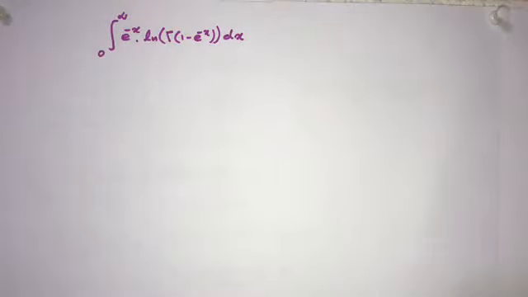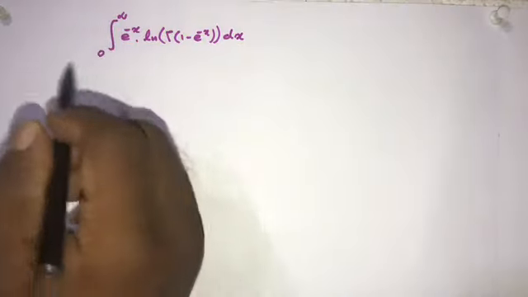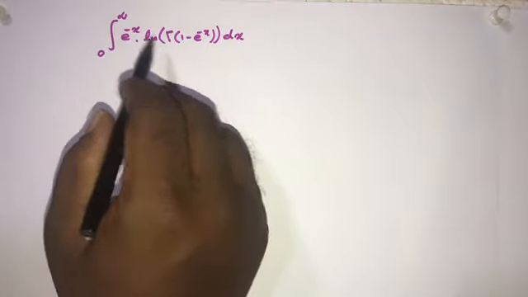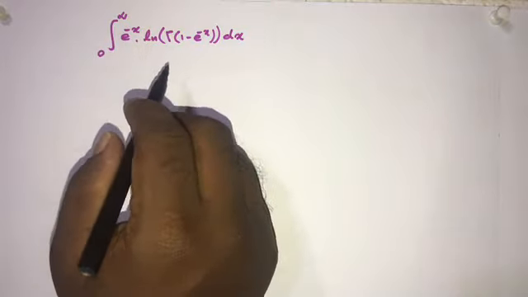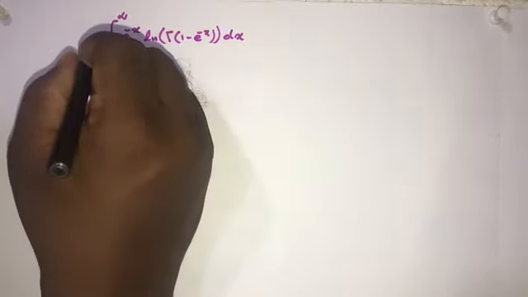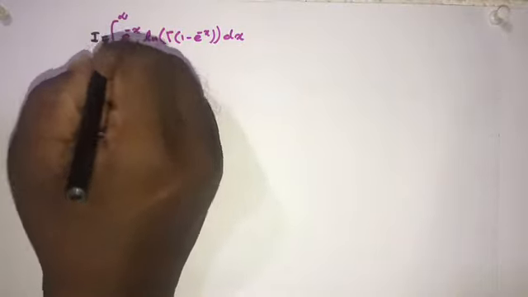Today we are going to solve another interesting integral. Integral from 0 to infinity of e to the minus x times natural log of gamma of 1 minus e to the minus x dx. Okay, first I am going to take this integral is equal to I.